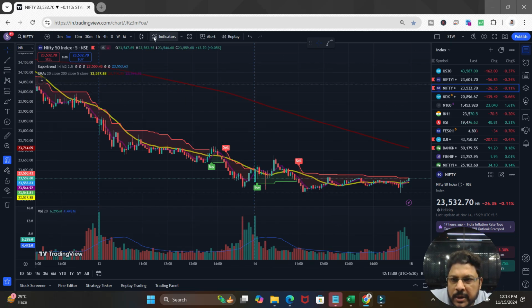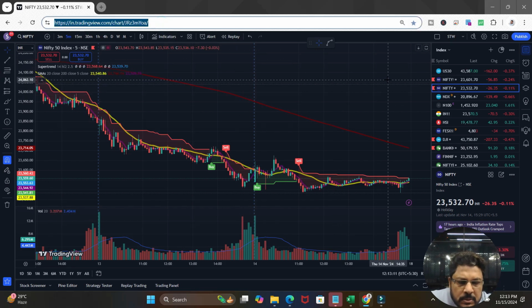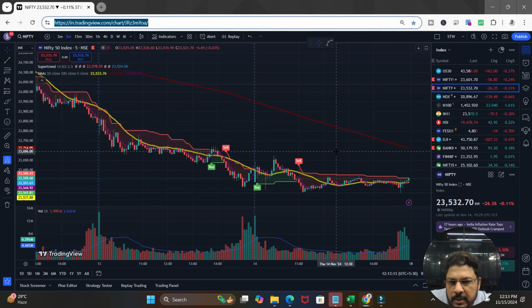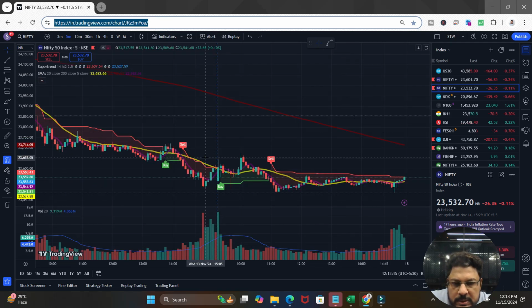So let's go to TradingView. This is a free site. Anybody can register with their Google account and start using it. I'm not suggesting any paid tool here. It's all free to use.